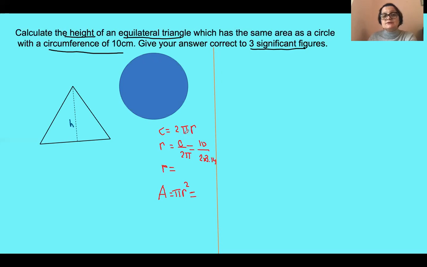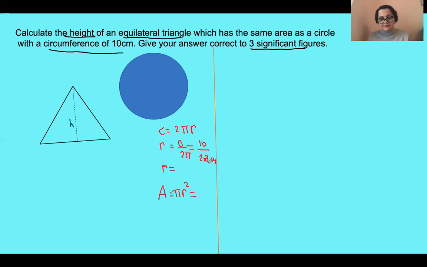C for circumference equals 2 pi r. So r is c divided by 2 pi. I skipped a step here, so you need to divide by 2 pi both sides to get rid of 2 pi. And then I put the r on the left-hand side. And I substitute 10 over 2 times 3.14.